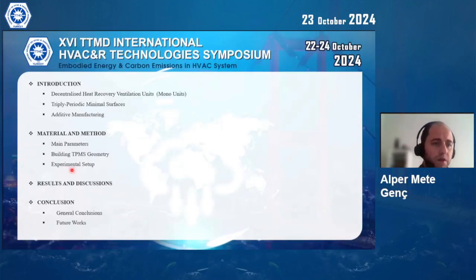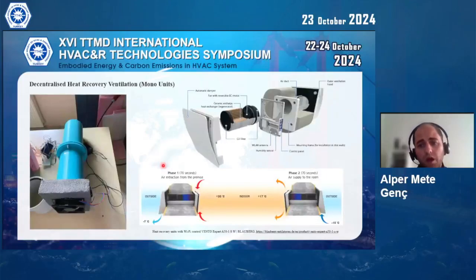In the content, I will start with the introduction part. I will present the decentralized heat recovery ventilation units, mono units, triply periodic minimal surfaces, and additive manufacturing. In the second chapter, main parameters, building TPMS geometry, and the experimental setup. In the third chapter, I will explain the results and discussion. And the last chapter, conclusion part, general conclusions and future works.